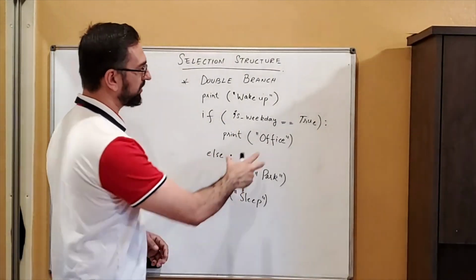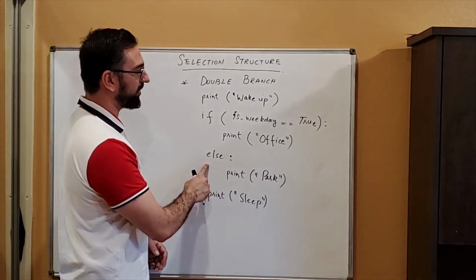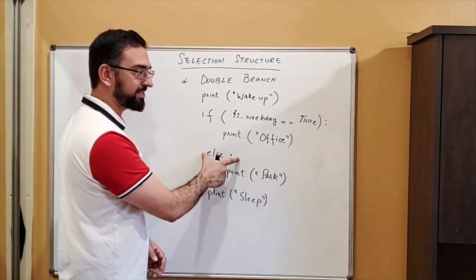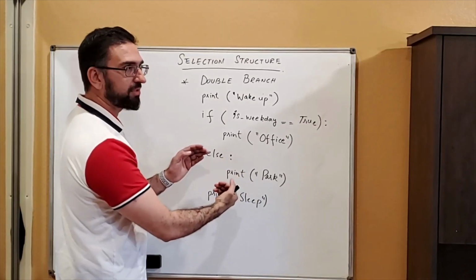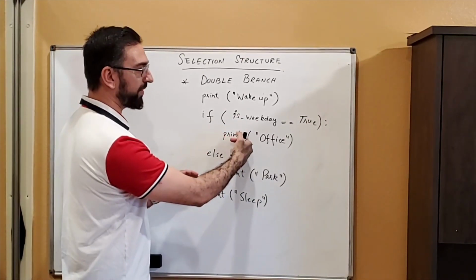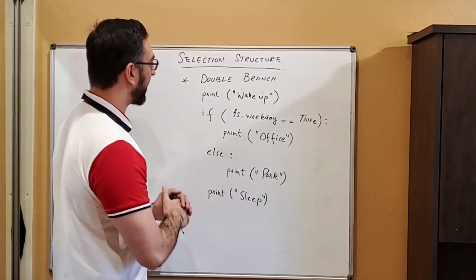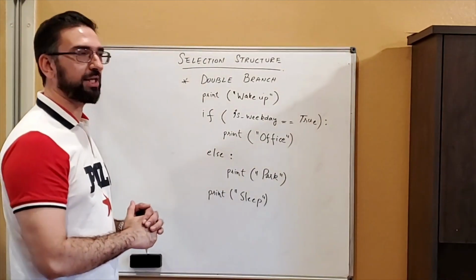If it is true, we go to office. If it's false, that means it's going to fall down to this statement. We go to park. So there is an alternative, right? Based on the condition, we either do one thing or the other. So that is an example of a double branch selection statement.